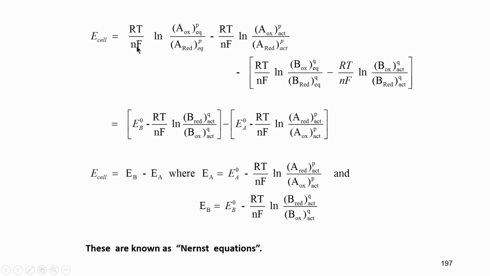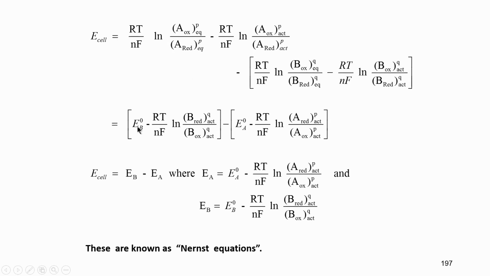So, I can write E cell is equal to minus RT by NF ln A oxidant divided by A reductant minus RT by NF ln A oxidant, A reductant activity, where P is the stoichiometry that comes in the exponential form, P, Q, etc. So, this quantity minus RT by NF with respect to B, that is reactant B oxidant at equilibrium raised to Q divided by B reductant at equilibrium raised to Q, minus RT by NF ln same thing as this, except equilibrium replaced by activity.